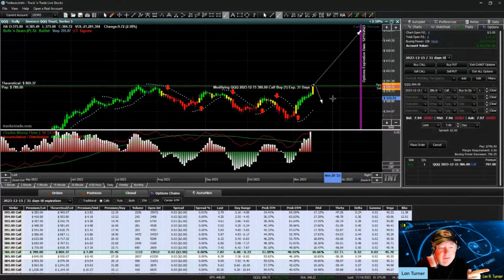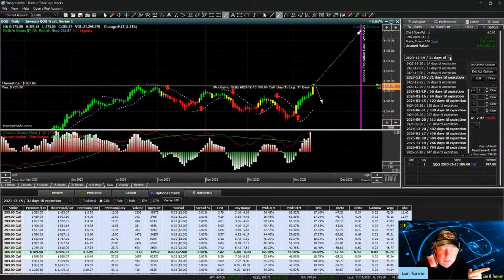Because that's what we specified down here in this drop-down menu, right? We got a drop-down menu in two locations in Track and Trade, but they both work together. So in here you have all these different time frames that you can buy your option length for. We just picked the 31 days.